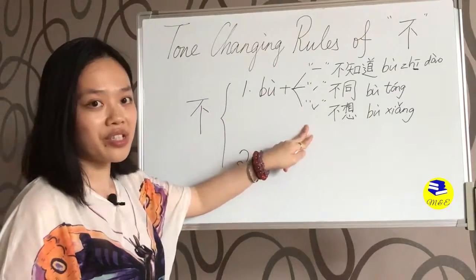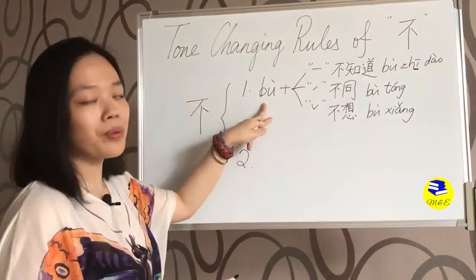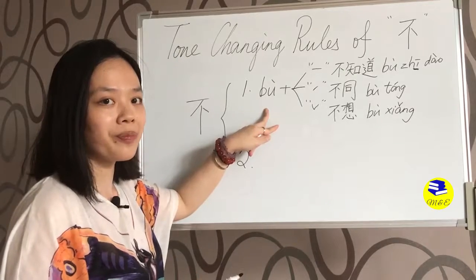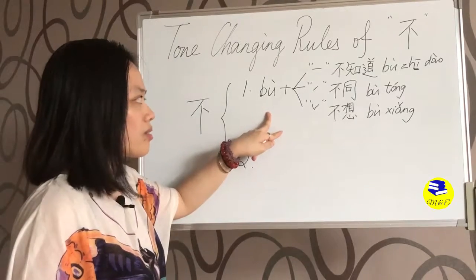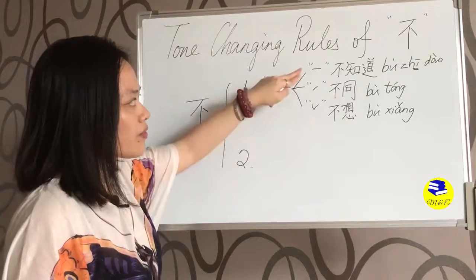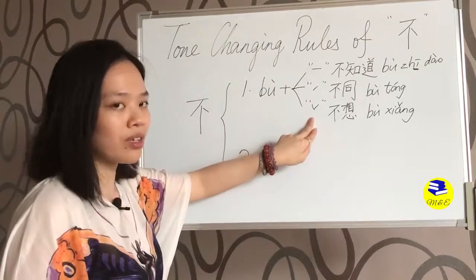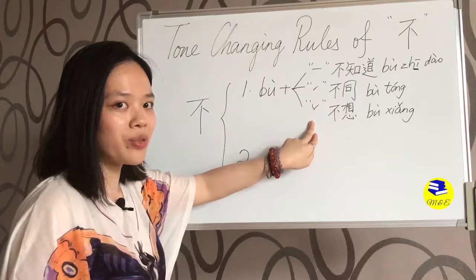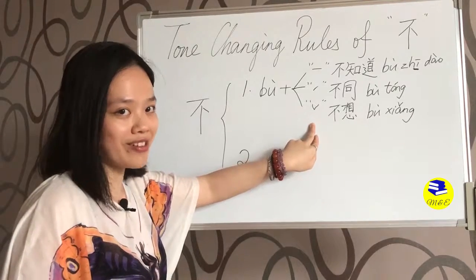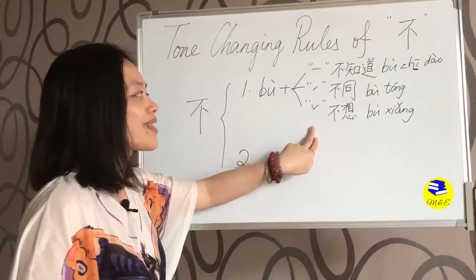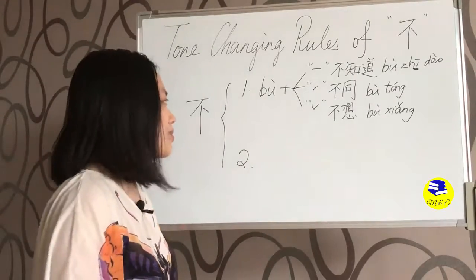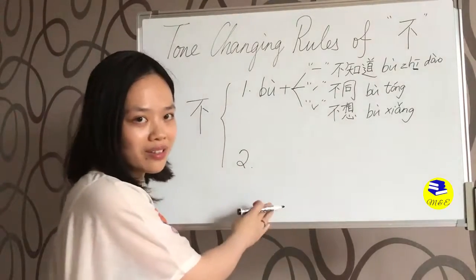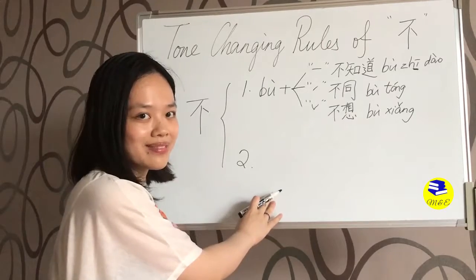Thus, those are the situations for character bu if you pronounce fourth tone. So, see here, first tone, second tone, third tone. We still haven't mentioned which tone. Fourth tone, right? Of course, fourth tone. So, fourth tone should be put here, the second situation, right?